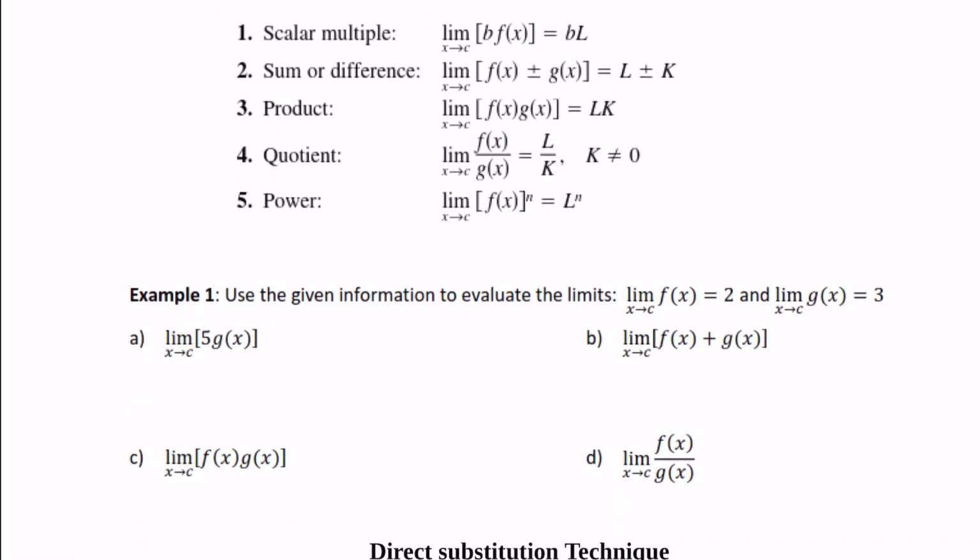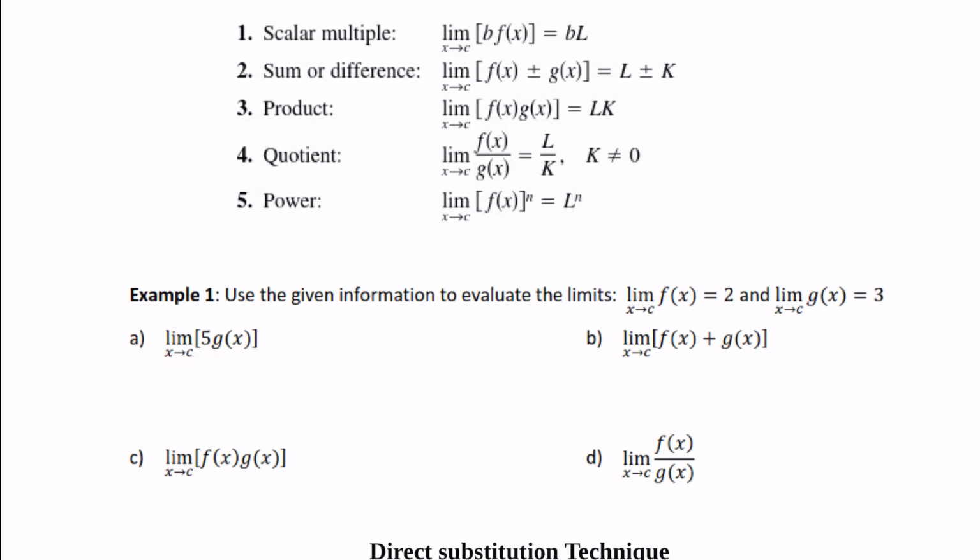So use the given information to evaluate the limit. The limit of f of x as x approaches c equals 2, and the limit of g of x as x approaches c equals 3. So we have question A. It says we should find the limit of 5 times g of x as x approaches c.